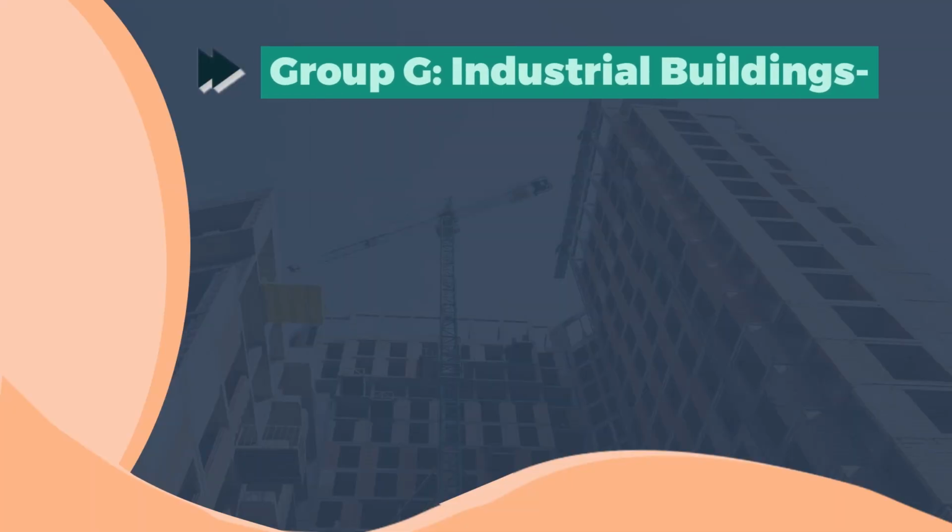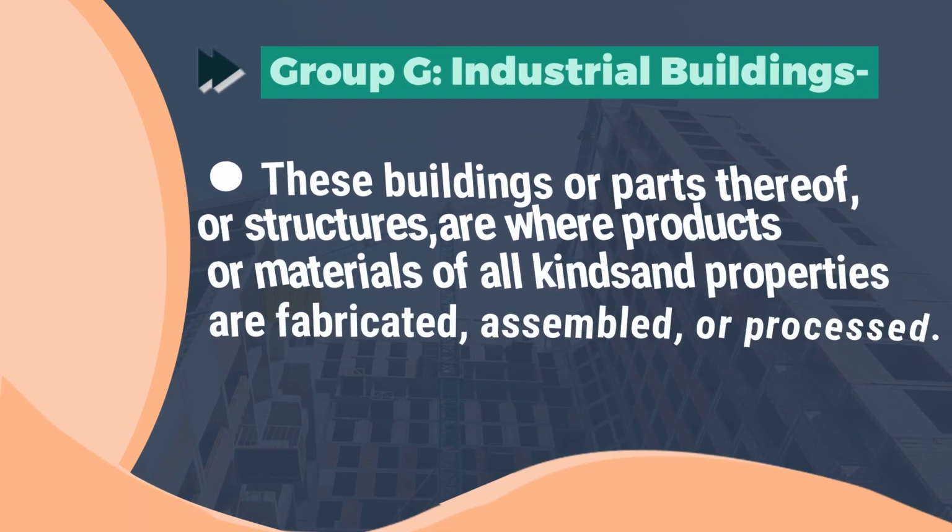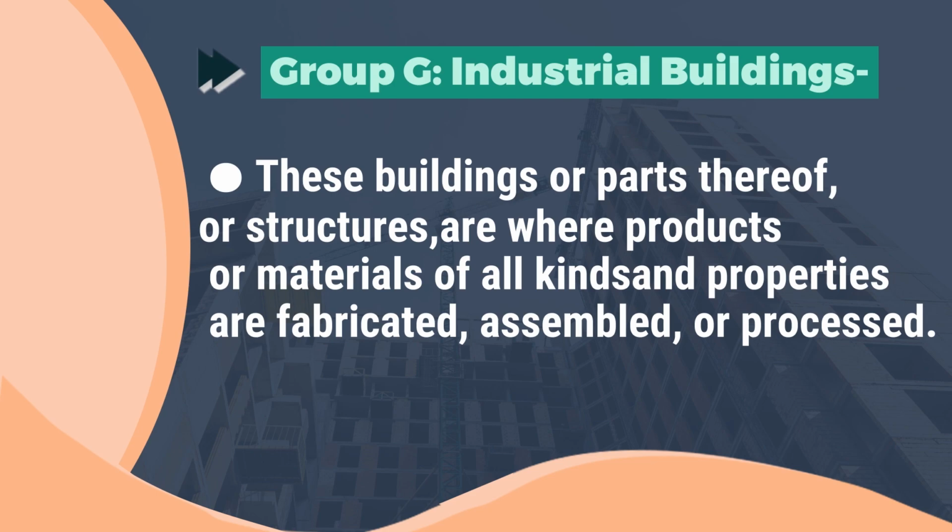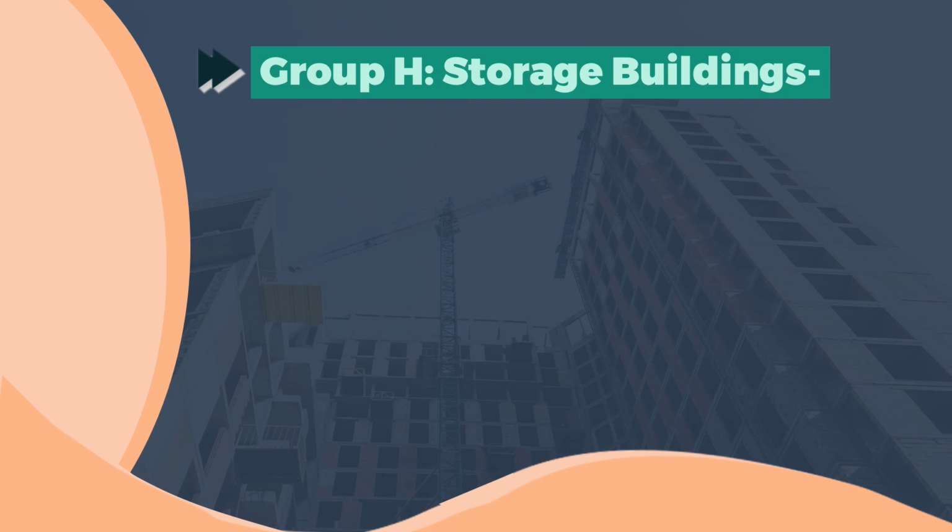Then the group G, industrial buildings. These buildings or parts thereof or structures are where products or similar materials of all kinds and properties are fabricated, assembled or processed. Examples include assembly plants, laboratories, dry cleaning plants, power plants, pumping stations, smoke houses, gas plants, refineries, dairies and sawmills.